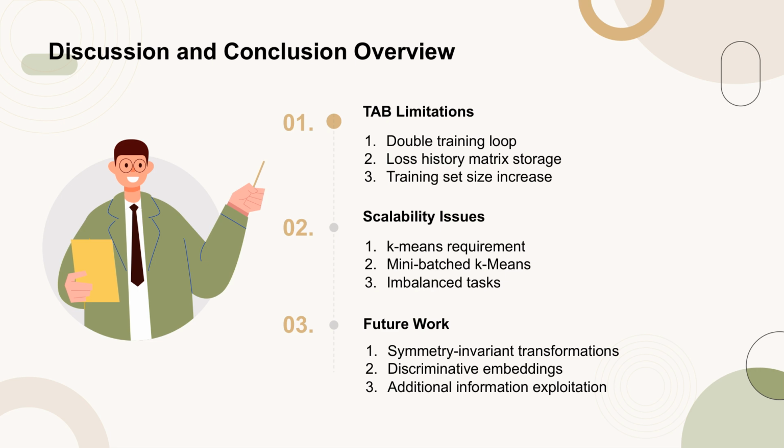Future research could focus on improving TAB's performance in highly imbalanced tasks by exploring symmetry and variant transformations, learning better discriminative embeddings, or exploiting additional information.